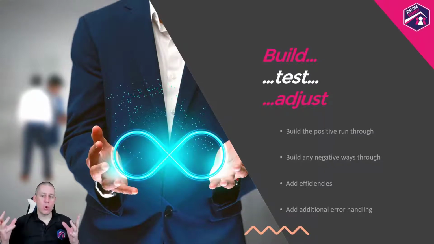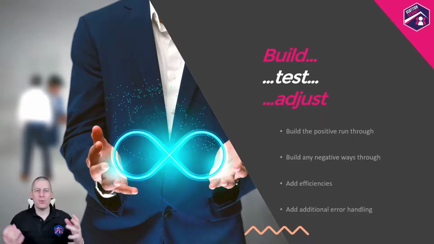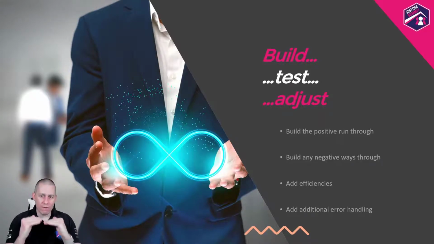And pretty much once you've gone through that, once you've gone through your different stories, and it might be that you've got multiple positive runs, multiple negative routes through, once you've got that, then you can start to think about the bells and whistles. Because think about it, you've got your foundation now, you've built something that's solid, it's something that's working. So now let's start to bring in our efficiencies.